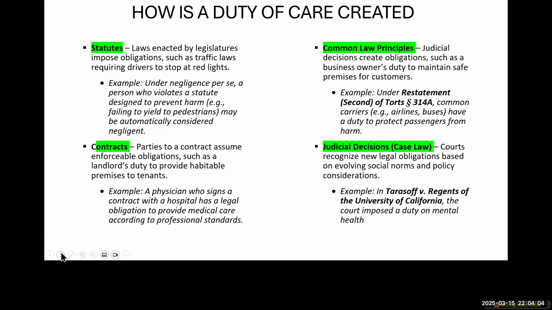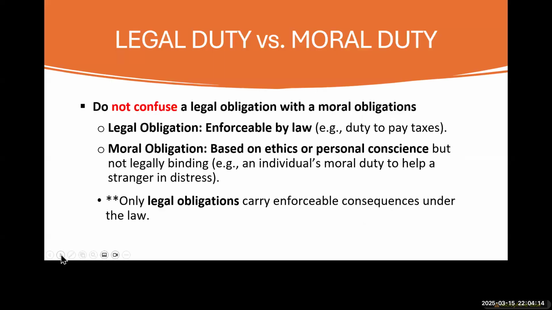So it's a legal obligation. Well, who gave us the legal obligation? Well, there's several ways to get there. Well, what are the ways? Here's a few: statute, contracts, common law principles, and judicial decisions. Now, do not confuse legal obligation with moral obligation. I've said it once, I'll say it again. The law and justice don't necessarily meet at the same place. Okay? Do not confuse a legal obligation with a moral obligation.